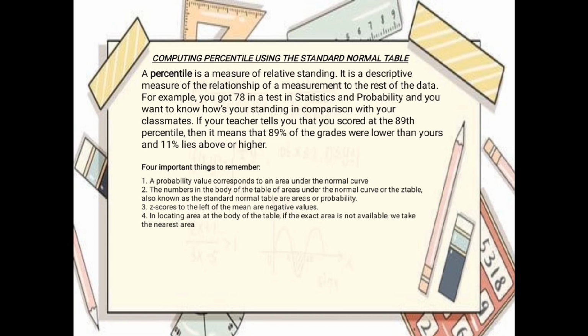Four important things to remember. Number 1, a probability value corresponds to an area under the normal curve. Number 2, the numbers in the body of the table of areas under the normal curve, or Z table, also known as the standard normal table, are areas or probabilities. Number 3, Z scores to the left of the mean are negative values. Number 4, in locating area in the body of the table, if the exact area is not available, we take the nearest area.